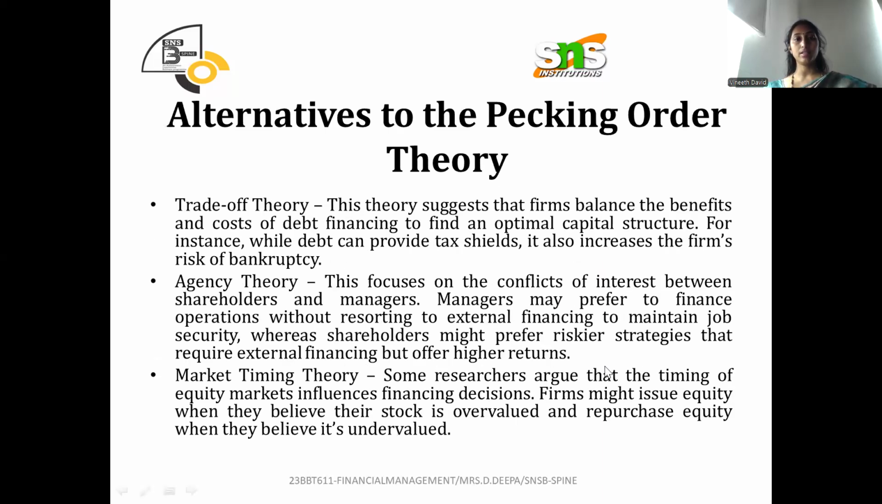Instead of this pecking order theory, we can use trade-off theory, which also comes under capital structure. There is another concept called agency theory, and next one is market timing theory. These are some of the different theories. Considering all the limitations, we can consider these as an alternative to this pecking order theory.